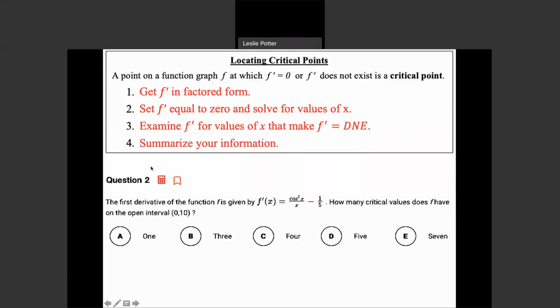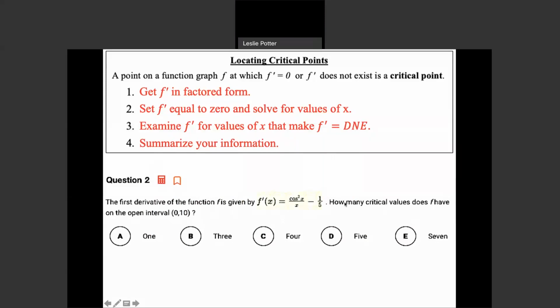Okay, so let's take a look at question number 2. Question number 2 is a calculator question. And so we're going to use our calculator to evaluate this derivative. Notice that I've given you the derivative here. There's no need for you to differentiate, so we don't need to differentiate to get f prime. It says how many critical values does f have on the open interval from 0 to 10? So we know that we need to look for where the derivative is 0 and where the derivative doesn't exist.